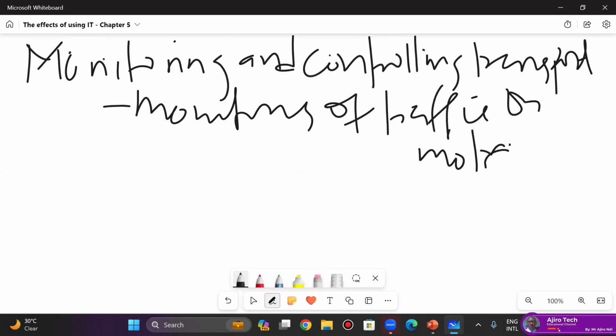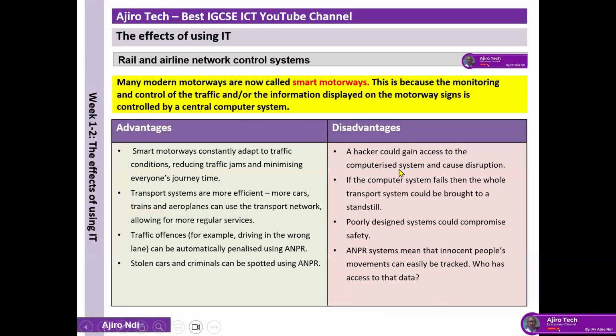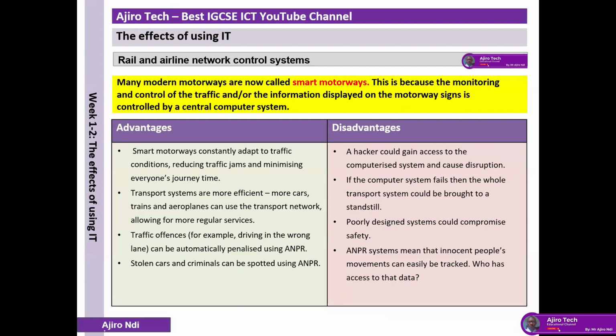Now let's talk about this. And now I can switch to my slide. Yes. Okay, I think this one, yeah.